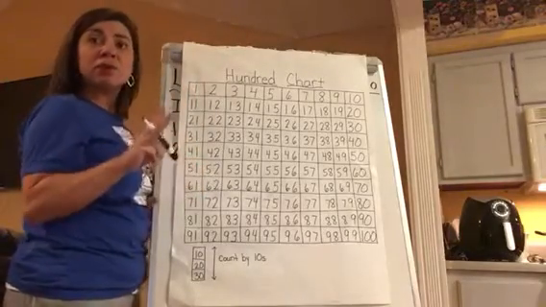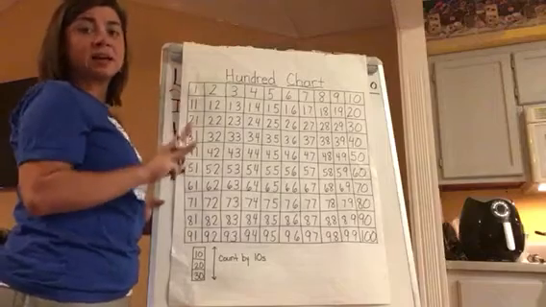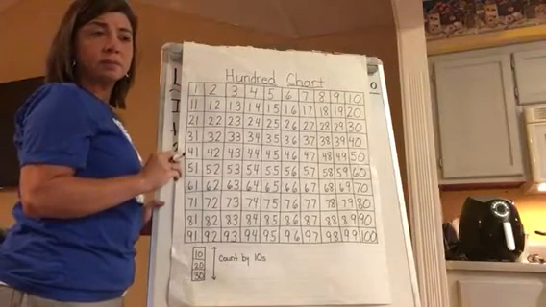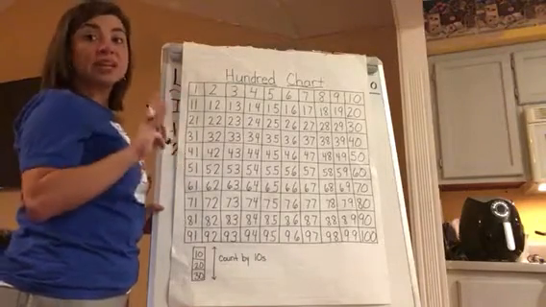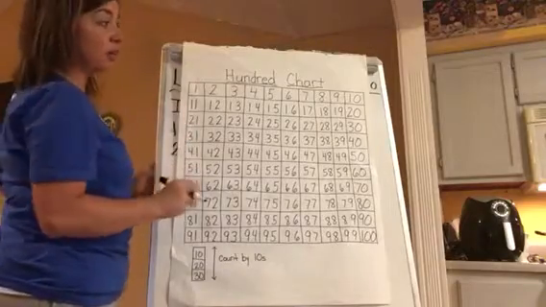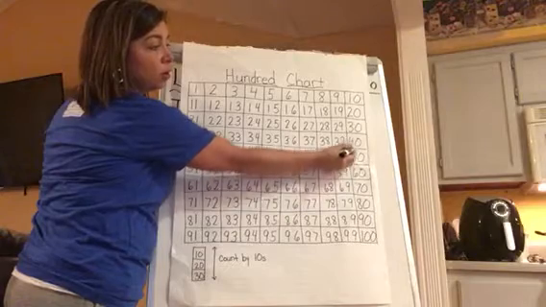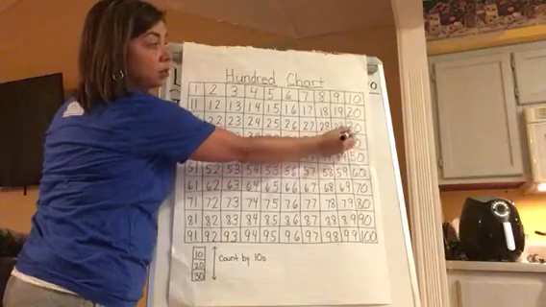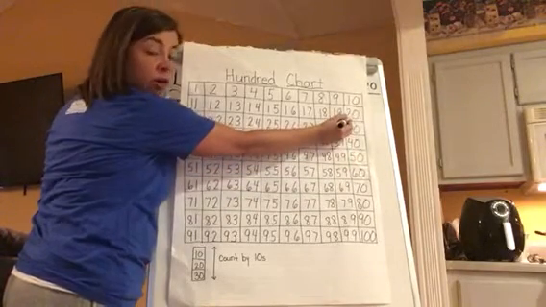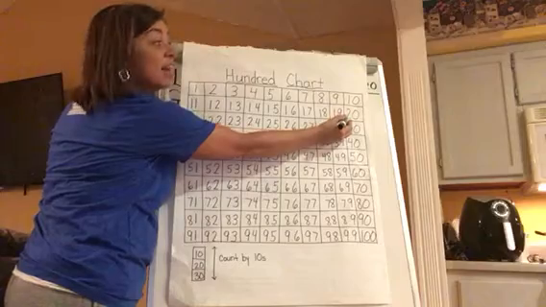That's right, 3. Why would I go up 3 times on the 100 chart? Because 3 tens is 30. So I'm going to start at 50, and then I'm going to go up 1, 2, 3. Where did I land? That's right, 20.